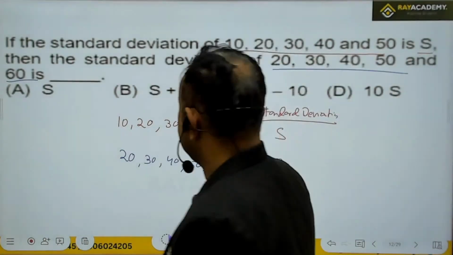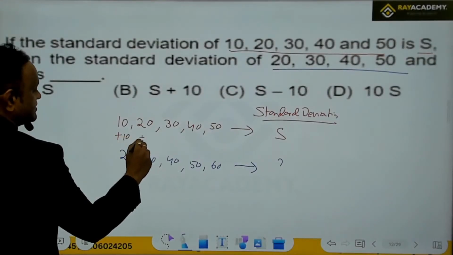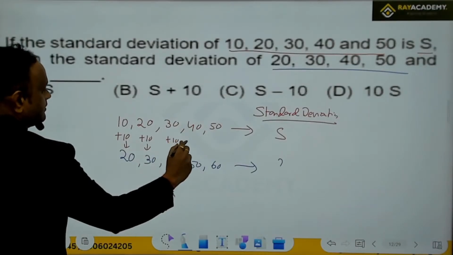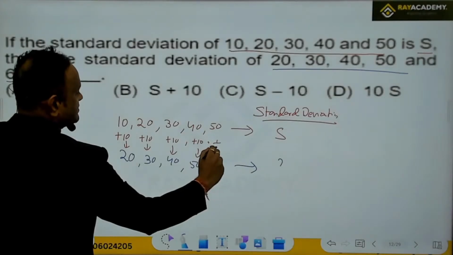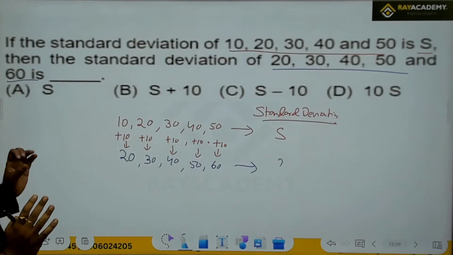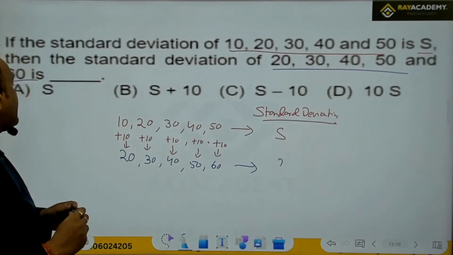Okay. So, each element is added with 10: plus 10, plus 10, plus 10, then 20, plus 10, then 30, plus 10, plus 10, and here also plus 10. So, each element of the data set is added with 10. So the standard deviation is not going to change. So the answer will be S only.